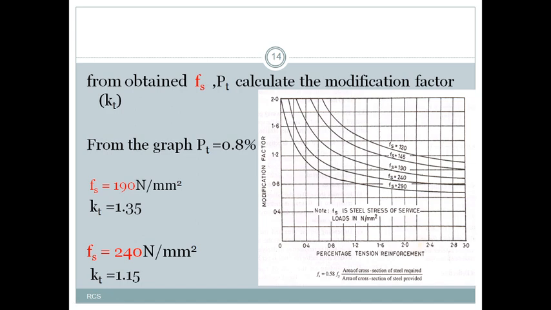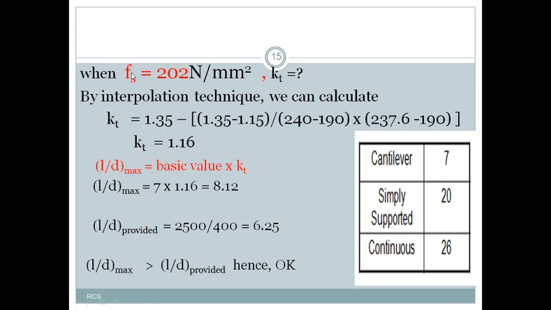So based on this, if I perform the interpolation technique for Fs equal to 237.6, I will get the modification factor as 1.16. So for 237, it is 1.156. For this we have to calculate L by D maximum, where L is the effective length of the beam and D is the effective depth of the beam. The maximum value will be the basic value multiplied by the modification factor.